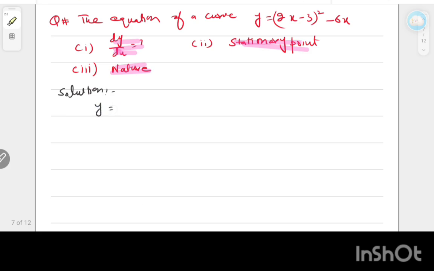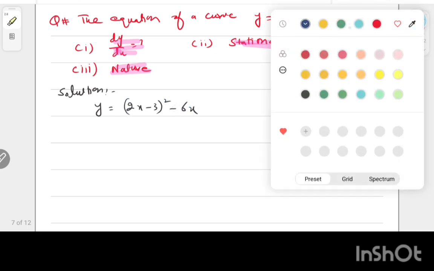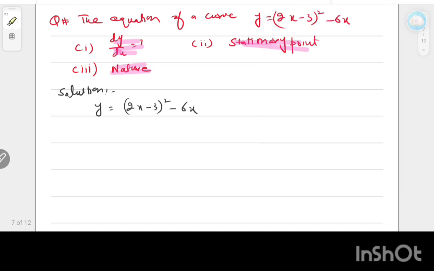First of all, y equal to (2x minus 3) squared minus 6x. Here we have to take the derivative, differentiation on both sides, d over dx. Now the second step: dy by dx is equal to, taking differentiation, first d over dx of (2x minus 3) squared, minus d over dx of 6x.